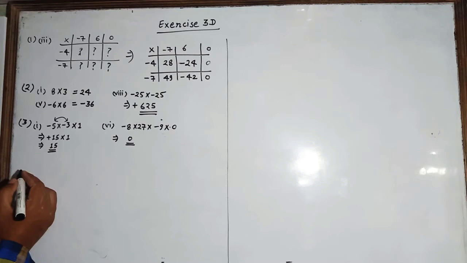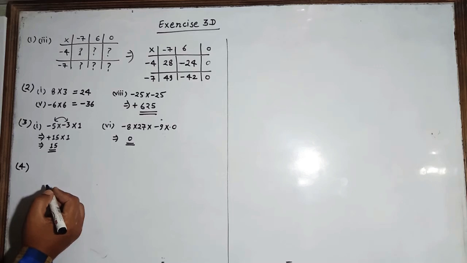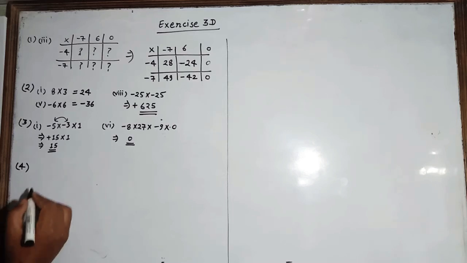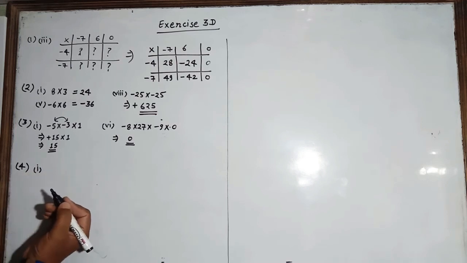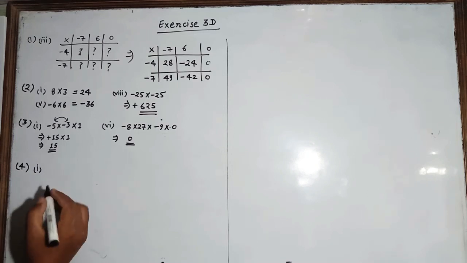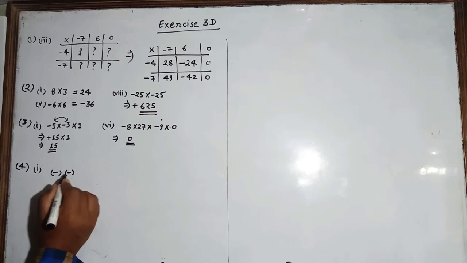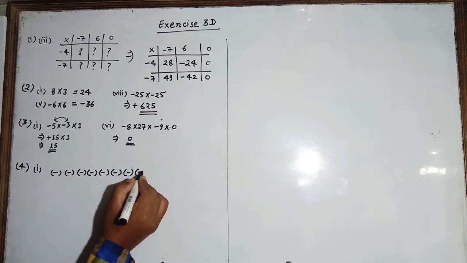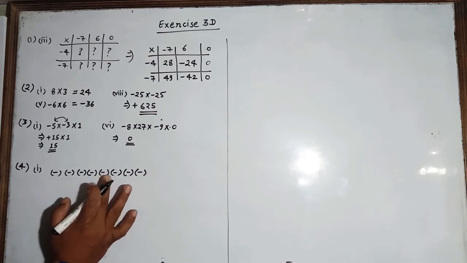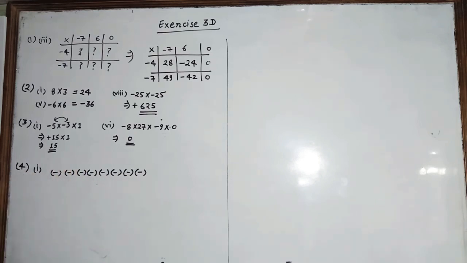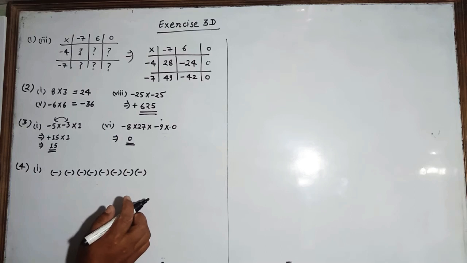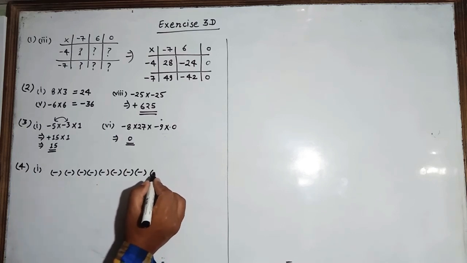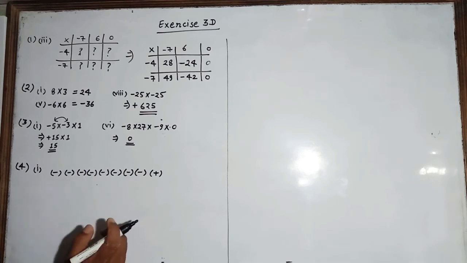Now come to question number 4. That is, what will be the sign of the product if we multiply together 8 negative integers and 1 positive integer? We have to find out what the sign of our result will be. If we are multiplying 8 negative integers, means 8 times a negative integer, 1 2 3 4 5 6 7 8, 8 times we are multiplying negative integers and 1 positive integer. The brackets here mean the multiply sign. So what will be our result?